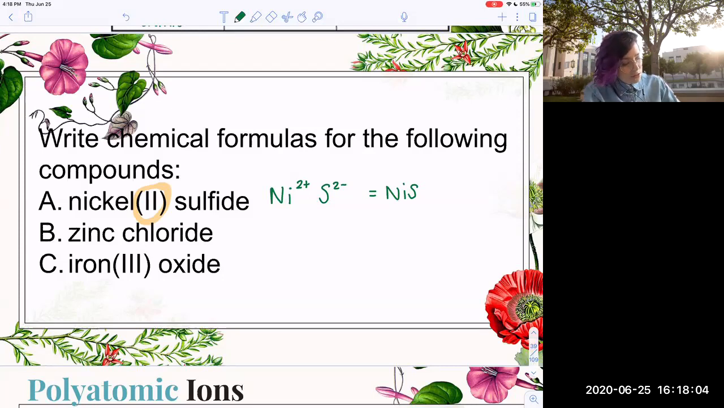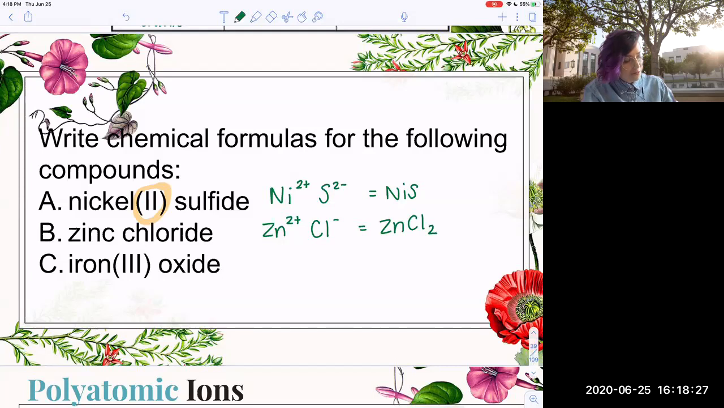Okay, and so the next one, what is the charge of zinc? Well, zinc does not have Roman numerals, but it's in the middle of the periodic table. But it's one you should know. So it's a type 1. It's always +2. And then chloride you should know is -1. So how can I put these together? ZnCl2. 2 negative 1s balance out 1 positive 2.